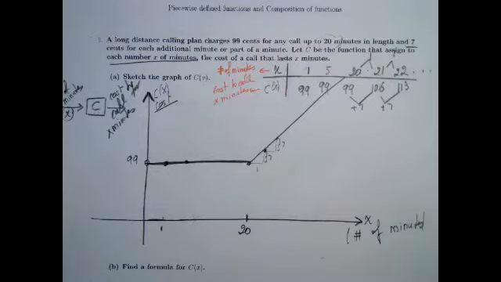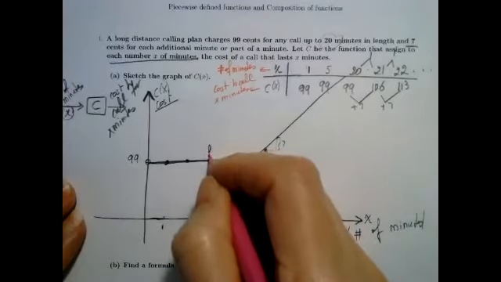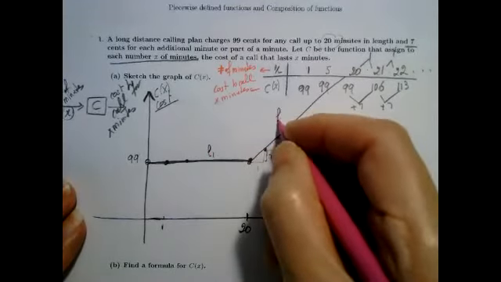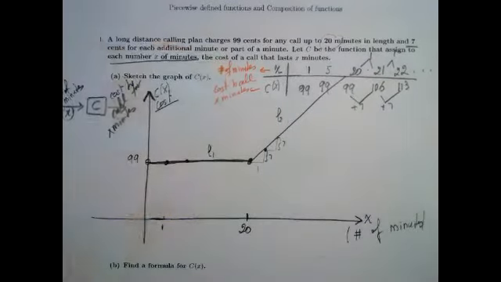So now C is piecewise defined. C of x consists of 2 pieces. That's the first piece, which is a horizontal line. And that's the second piece, which is the vertical line. I want you to find a formula that reflects this graph.